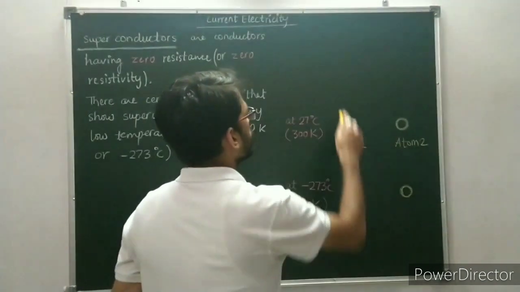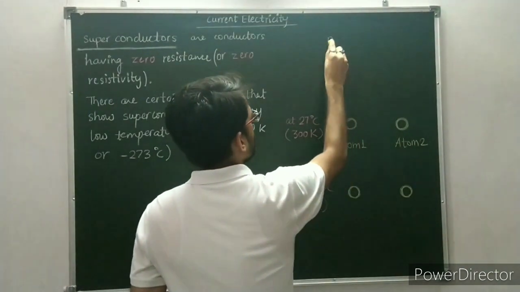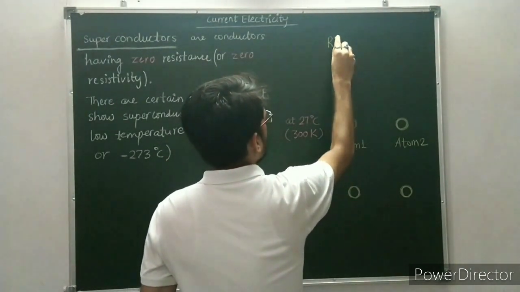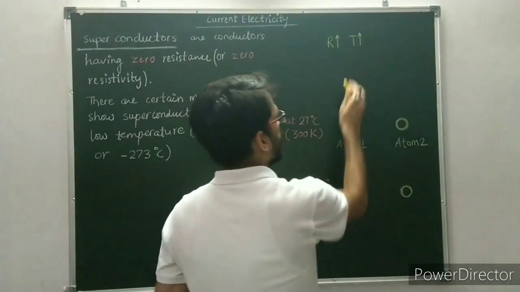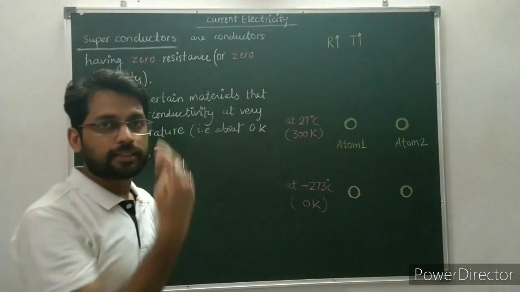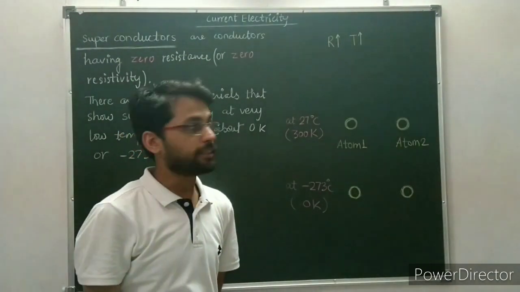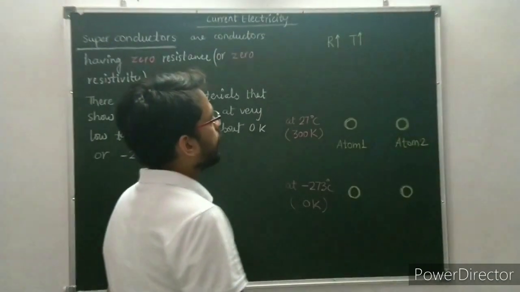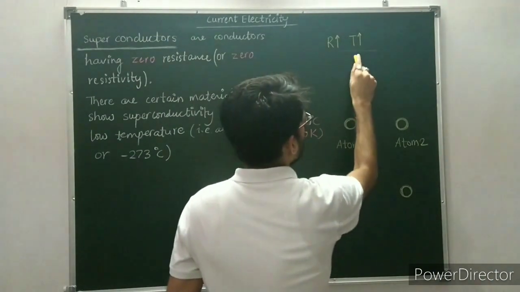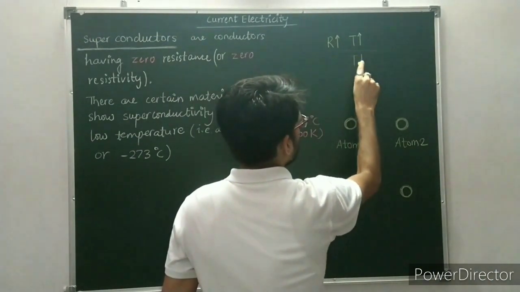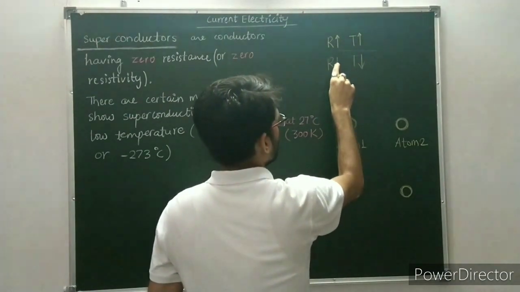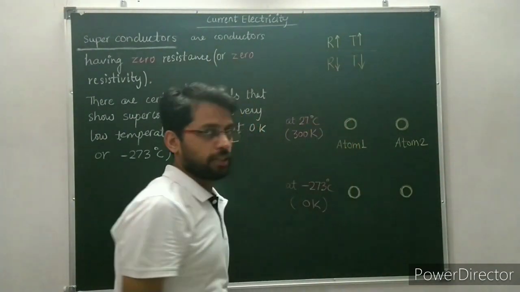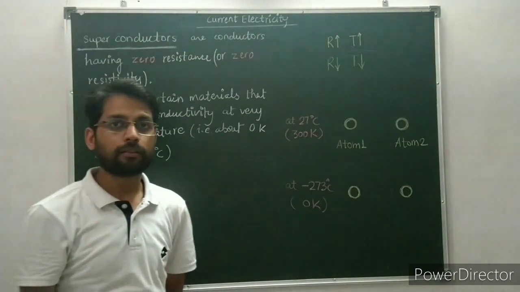Since we know that the resistance of a conductor increases with temperature. Okay? As temperature increases, resistance of the conductor increases. And it is also true, when temperature of the conductor decreases, then resistance of the conductor also decreases. Okay.